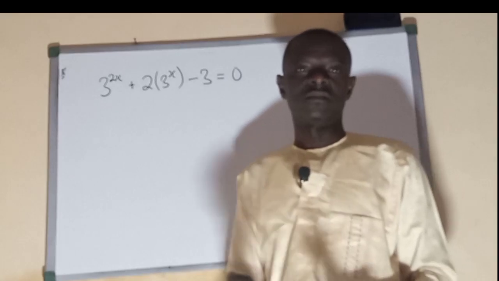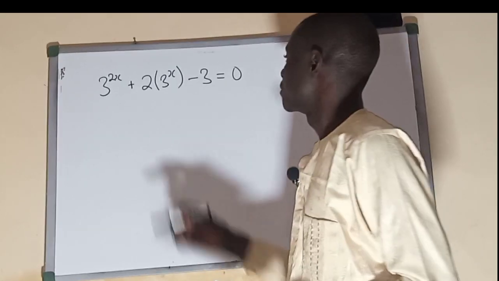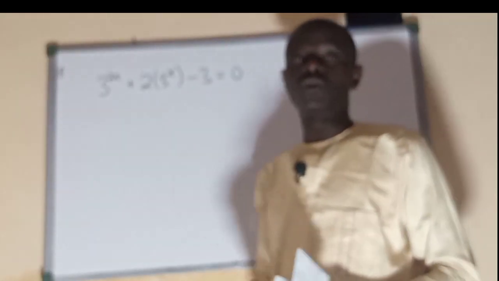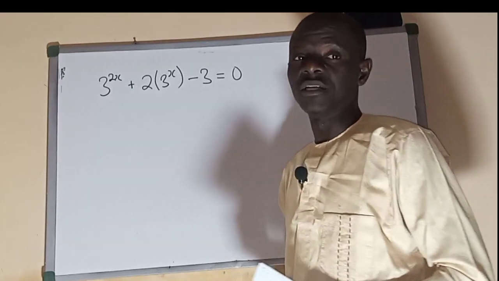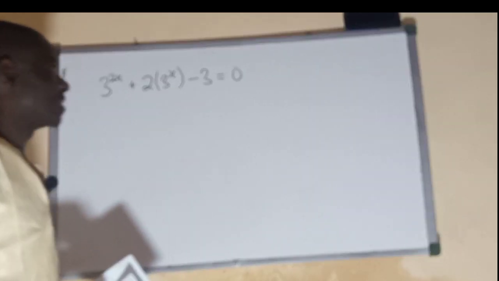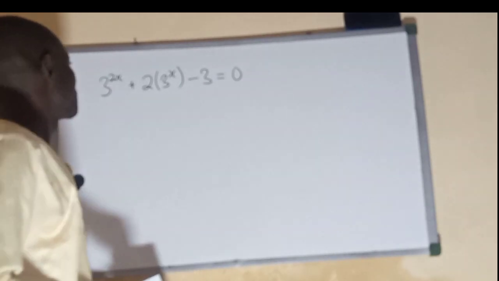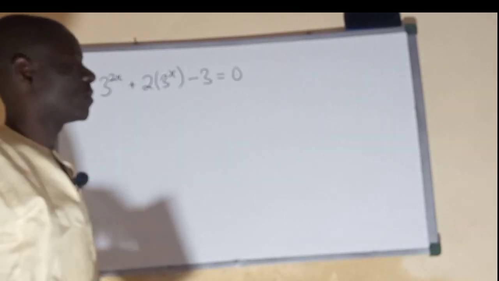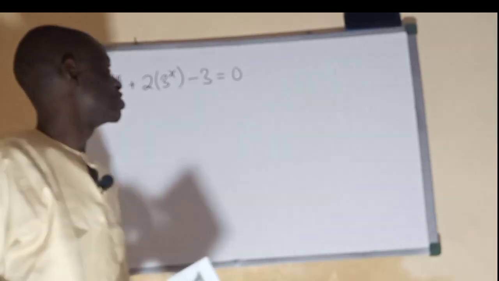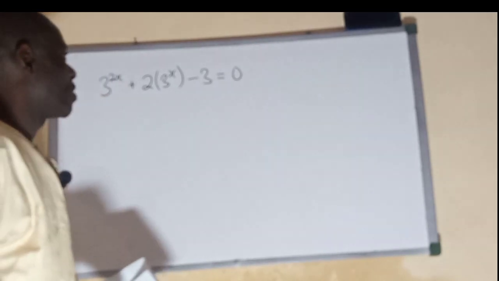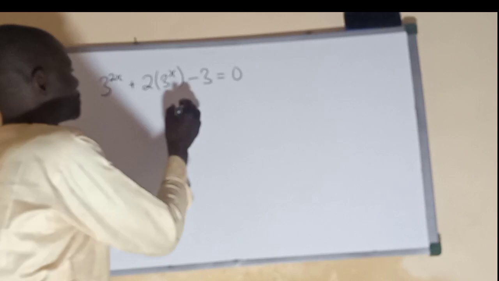Maths and Science class. Today we are going to start seeing how we can solve exponential equations. We have the given exponential equation as 3^(2x) + 2(3^x) - 3 = 0. So now how can we solve this?